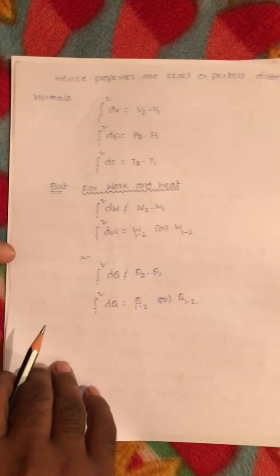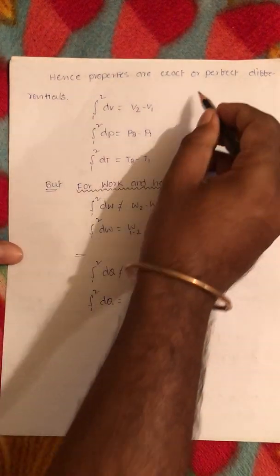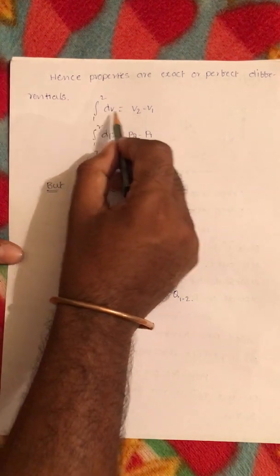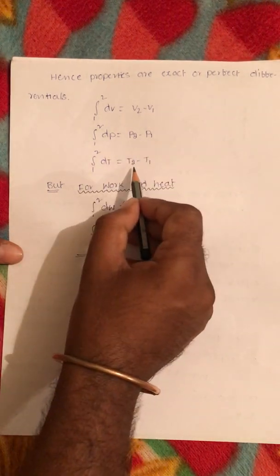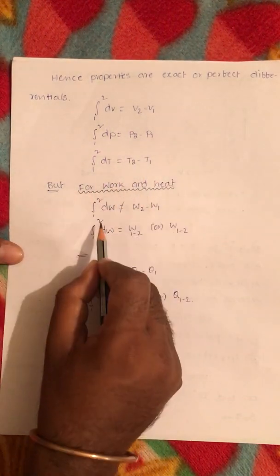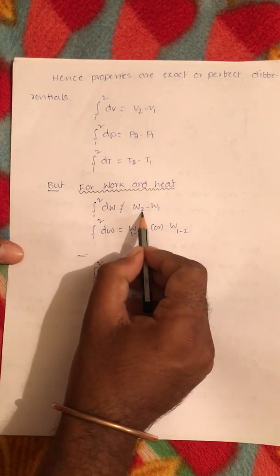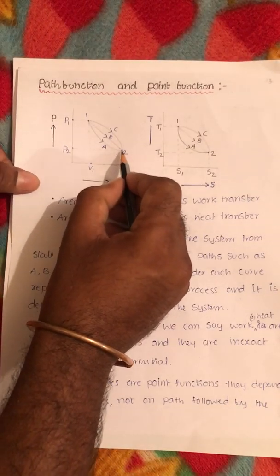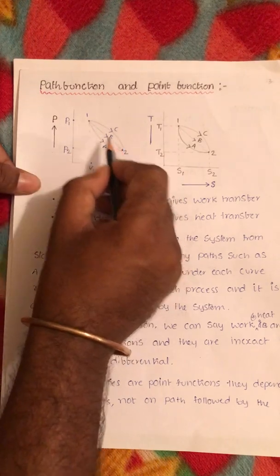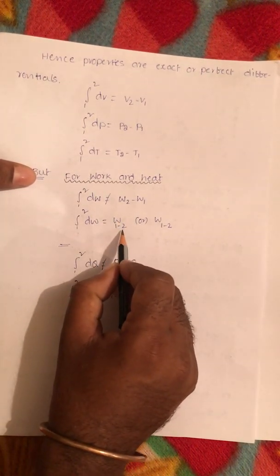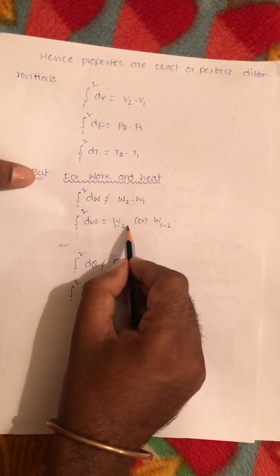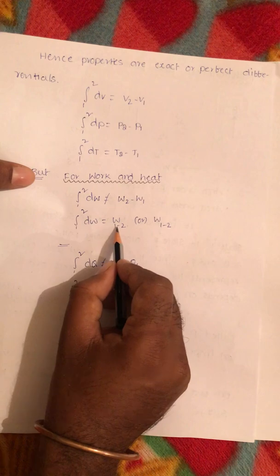Hence, properties are exactly differentiable or perfectly differentiable because the integral from 1 to 2 of dV is V2 minus V1, the integral of dP is P2 minus P1, and the change in temperature is T2 minus T1. But for work and heat, the integral from 1 to 2 of dW, you cannot write W2 minus W1. The change in work is not equal to the work at state point 2 minus the work at state point 1. Instead, the work transfer is W1-2, the work transfer in process 1 to 2. It may be path A, path B, or path C. You have to indicate that clearly.